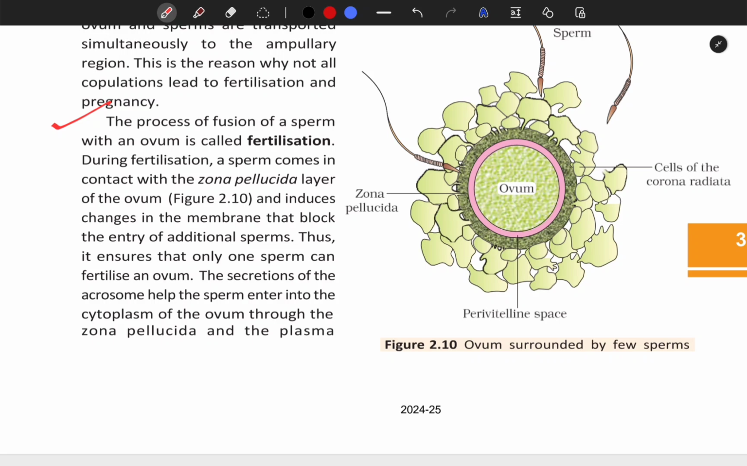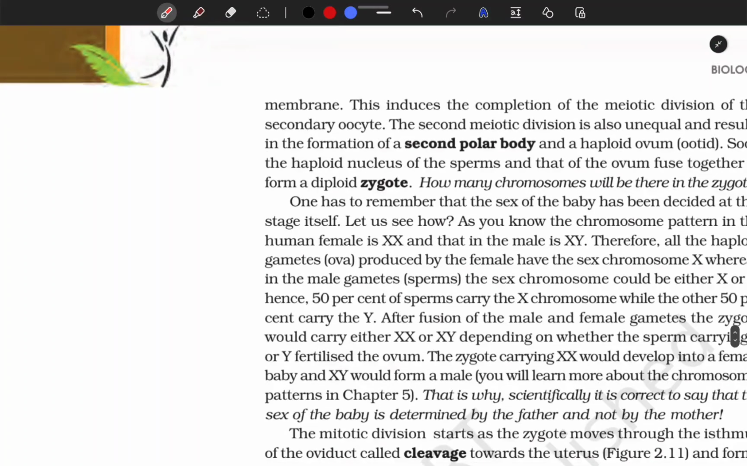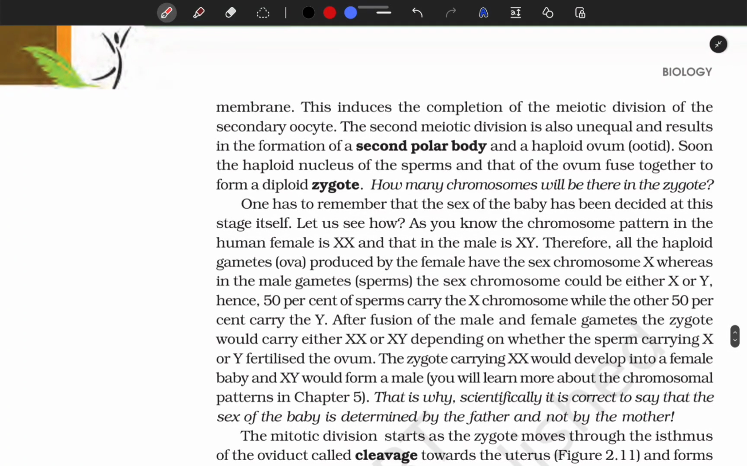The secretions of the acrosome help the sperm enter into the cytoplasm of the ovum through the zona pellucida and the plasma membrane. This induces the completion of the meiotic division of the secondary oocyte. The second meiotic division is also unequal and results in the formation of a second polar body and a haploid ovum, that is ootid. Soon the haploid nucleus of the sperm and that of the ovum fuse together to form a diploid zygote. How many chromosomes will be there in the zygote?